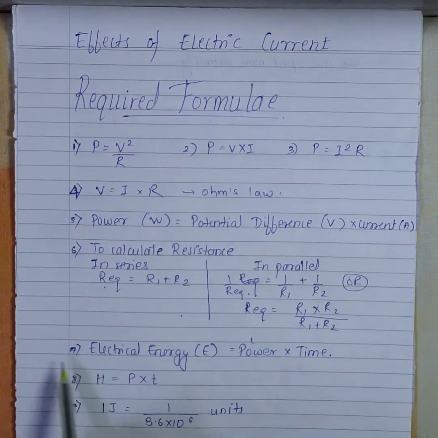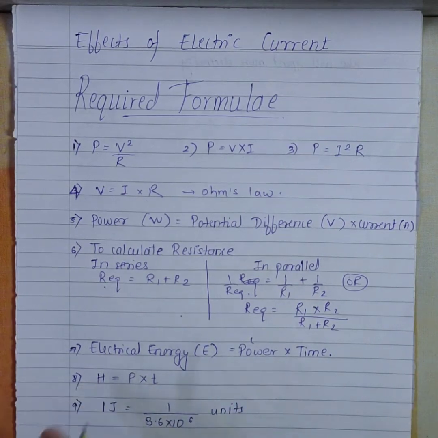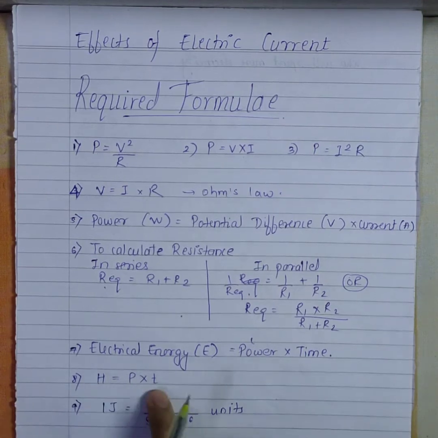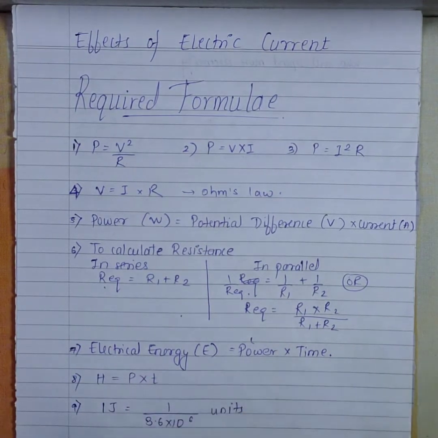Now let's go to the next formula, that is electrical energy. Electrical energy E is equal to power into time. The 8th one says H is equal to P into T. Now this is the starting of your Joule's law derivation in your textbook. So using this formula, you can solve either the sum for power or you can solve the sum for heat as well.